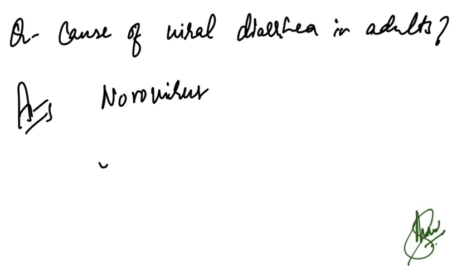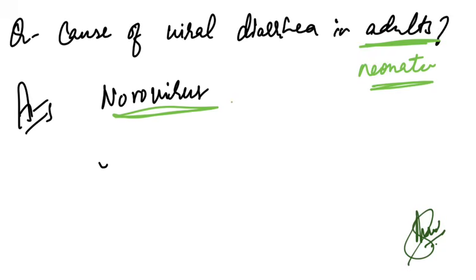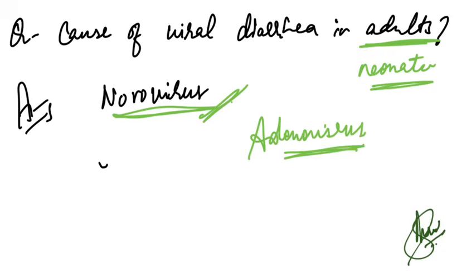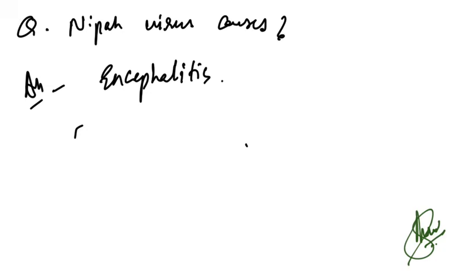Then cause of viral diarrhea in adults. I have a little doubt, it was adults or neonates. I think it's neonates. And it is norovirus. Norovirus, this is the correct answer and not adenovirus. Please, if you can correct this question, it will be of great help.